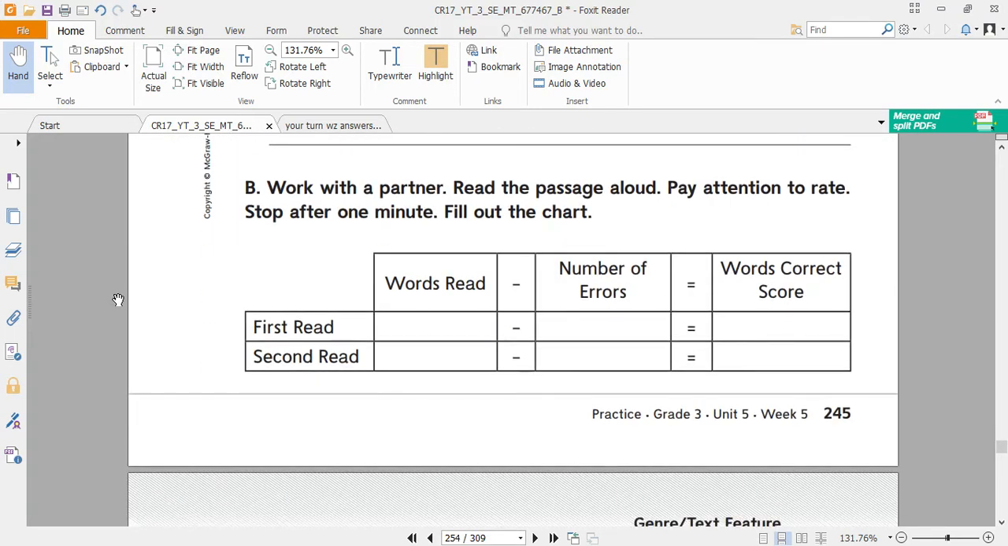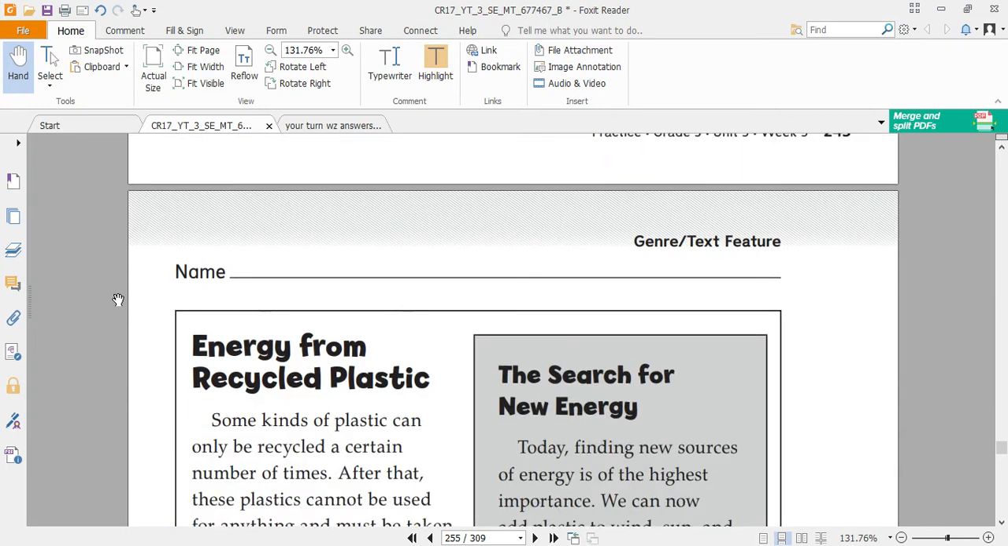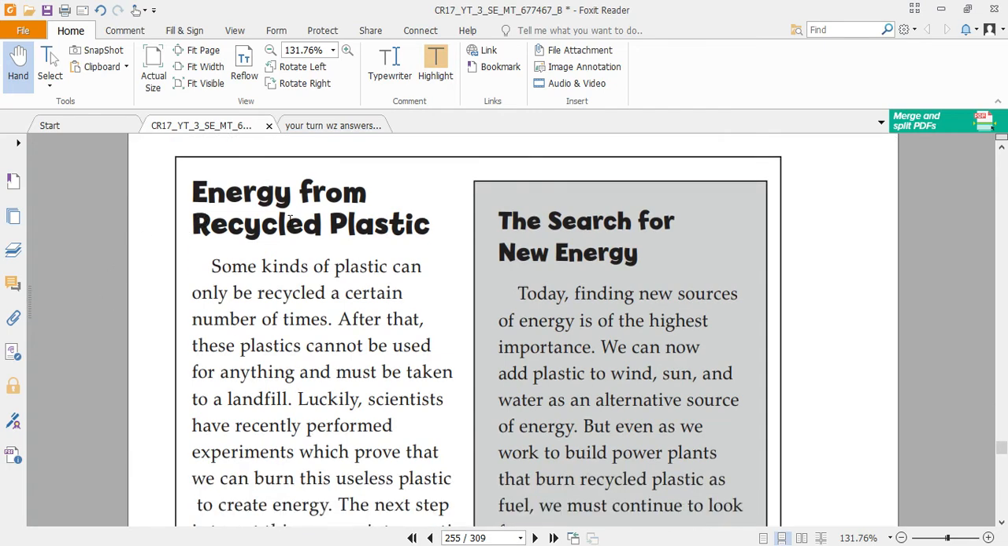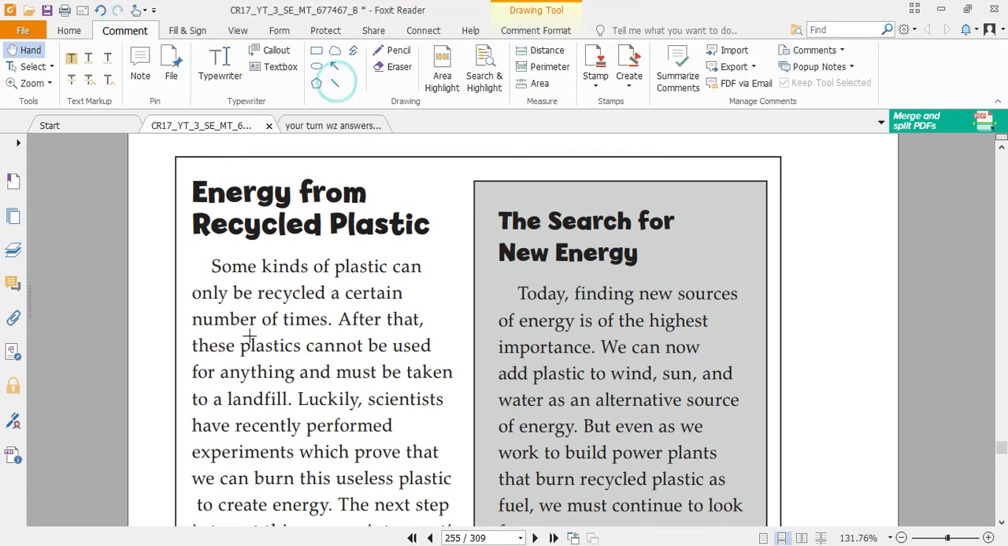Go to page 246. Let's read this short passage. Energy from recycled plastic. Some kinds of plastic can only be recycled a certain number of times. After that, these plastics cannot be used for anything and must be taken to a landfill. What does it mean, the word landfill? Landfill, it's an area to put the wastes and trash.